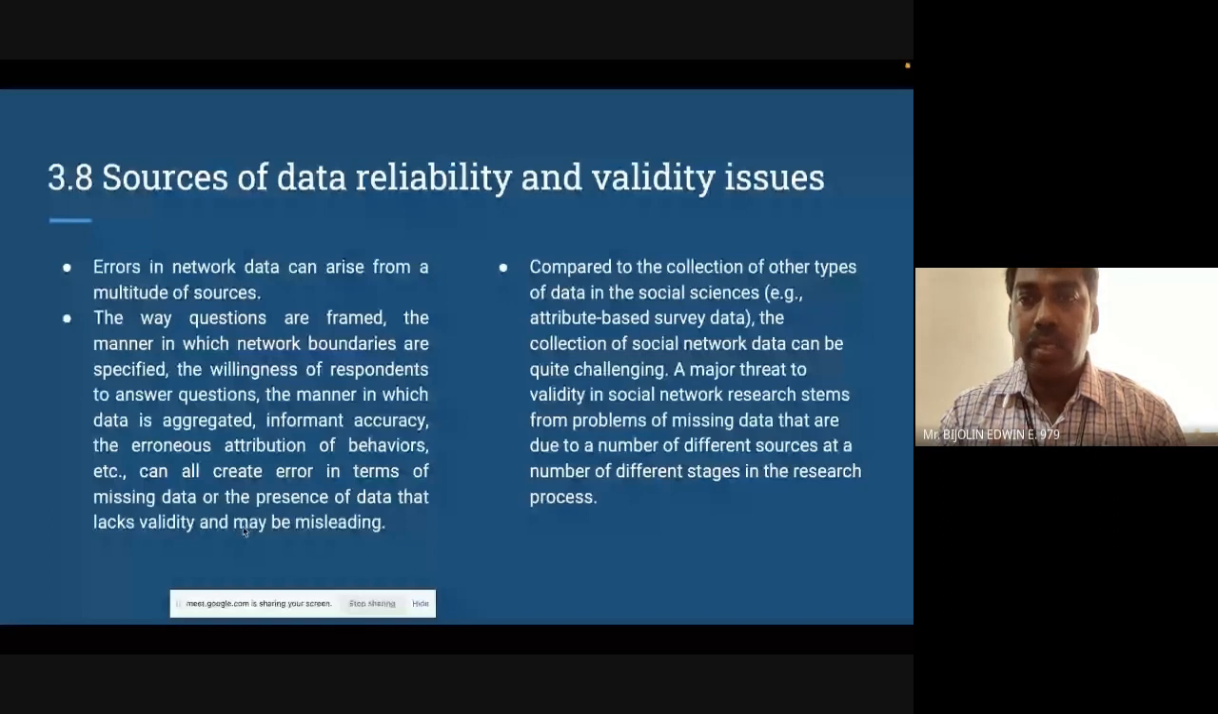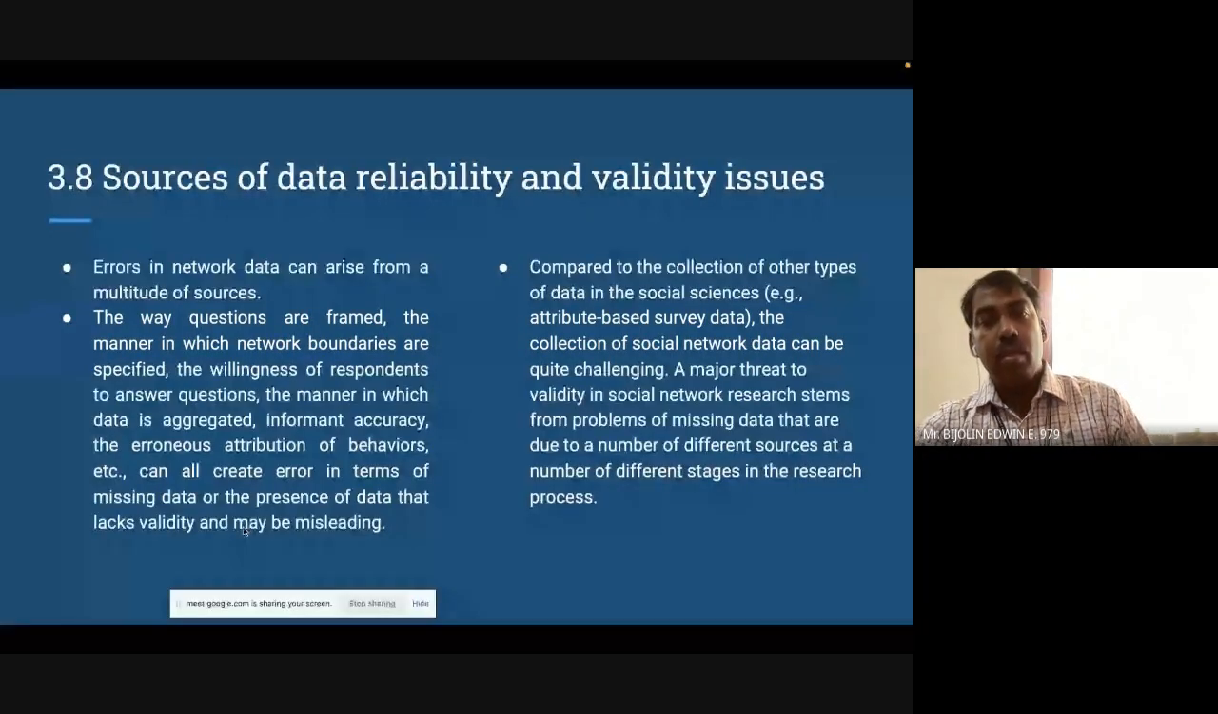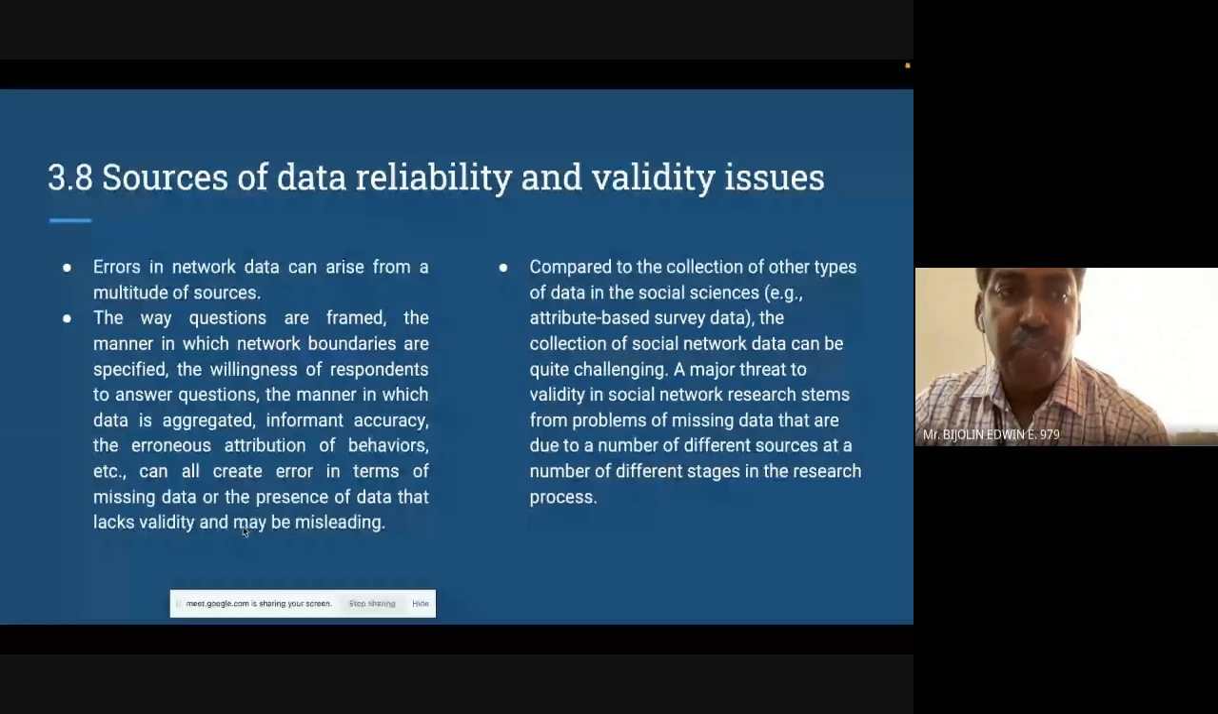When we compare to the collection of other types of data in the social realm, network data in the social scenario is quite challenging, because every person has a number of connections, links, and contacts will be higher. There will be strong ties. Weak ties we can somehow adjust, but strong ties will be one of the challenges. So with this, we'll complete the end of this third chapter.